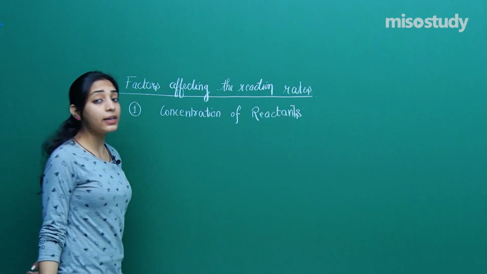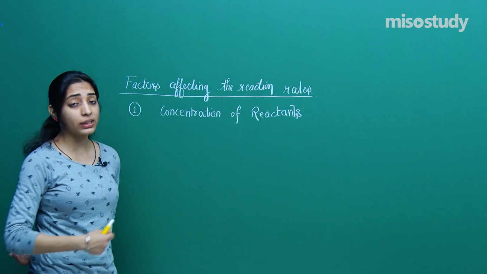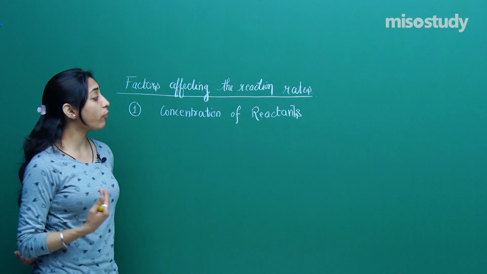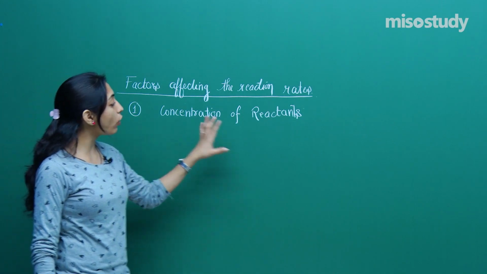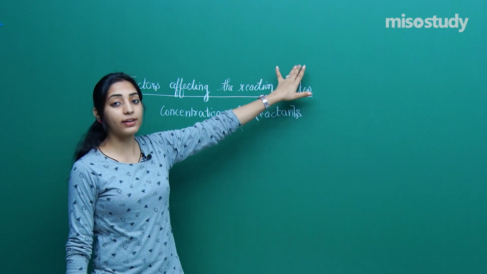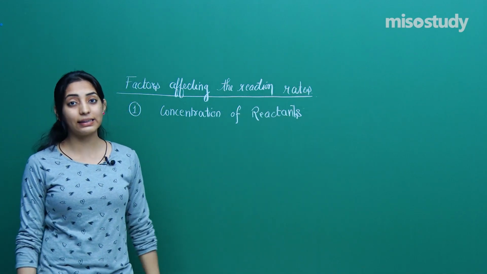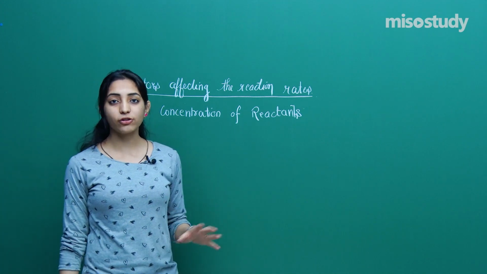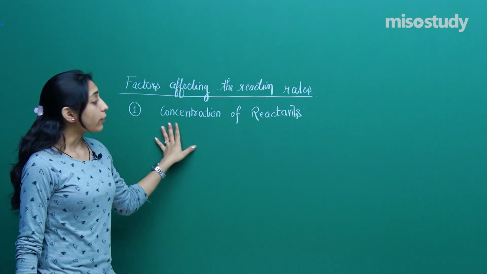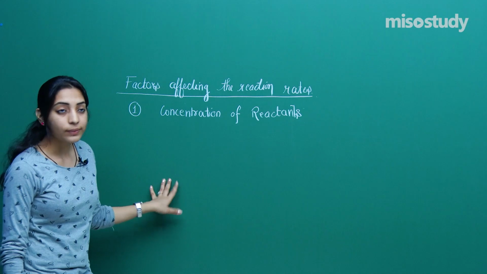And we had seen how for zero order reaction, for positive order reaction and for negative order reaction, on changing the concentration of reactants, the rate of the reaction will either increase, decrease or remain constant. So we had this huge discussion about the concentration of reactants, right?